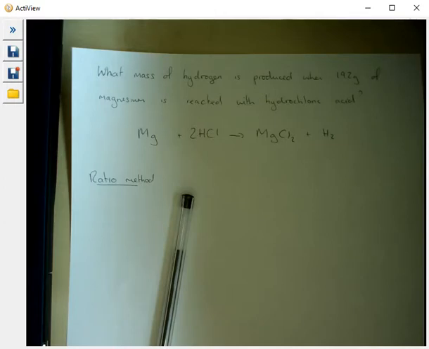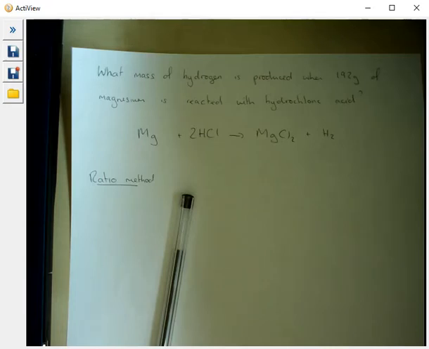So there's two ways you can do this. You can do this by using ratios, or you can do it by using the moles. I'm going to show you both methods for this one example. In this example, it's asking what mass of hydrogen is produced when 192 grams of magnesium is reacted with hydrochloric acid. And it's giving you the balanced chemical equation in this case.